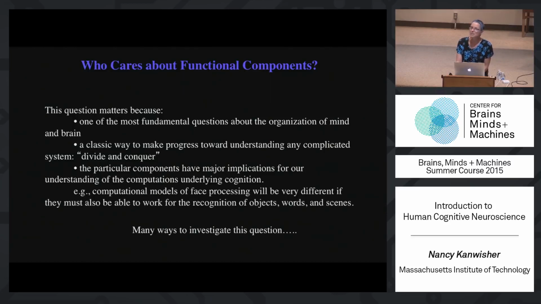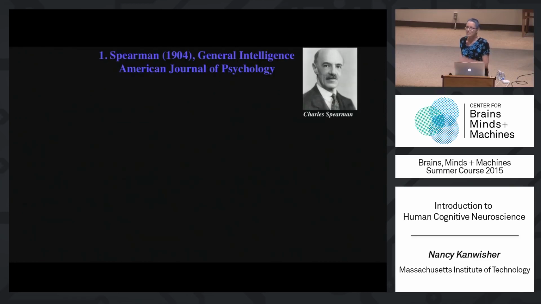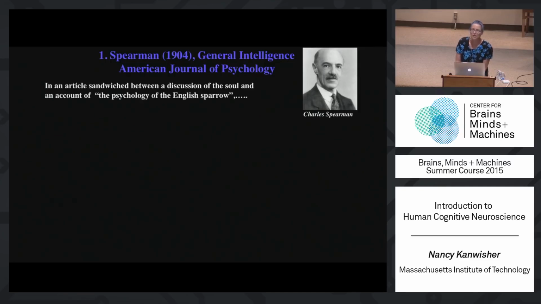And of course, there are heaps of different ways to investigate this question. I'll mention some of those in the second half, but I want to start with Spearman, who published a paper in 1904 in the American Journal of Psychology. This article was sandwiched between a discussion of the soul and an article on the psychology of the English sparrow. And in this article, Spearman did the following low-tech but fascinating thing.